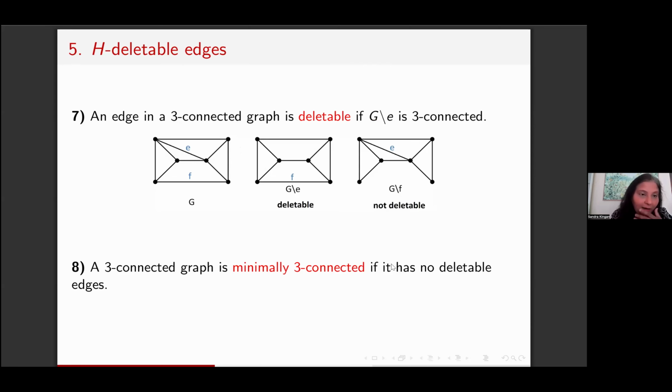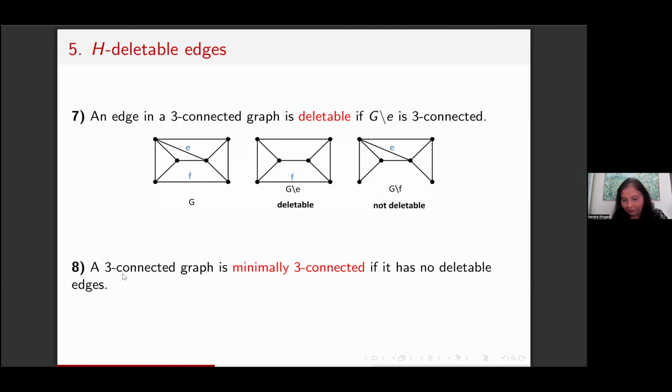So let's talk about H-deletable edges. An edge in a 3-connected graph is deletable if you can delete E and preserve 3-connectivity. So this is my prism graph with an edge E over here. If I throw E out, the graph that I get is 3-connected. If I throw this one out, if I throw F out, the graph is not 3-connected.